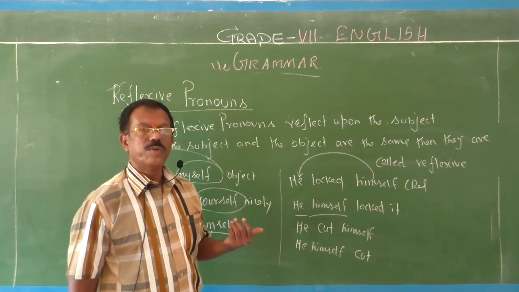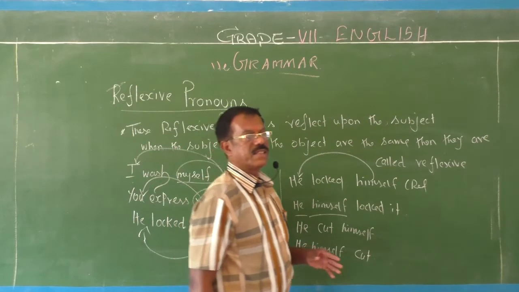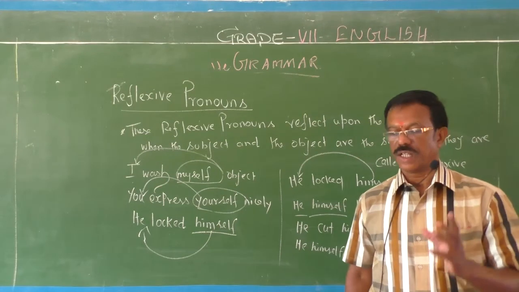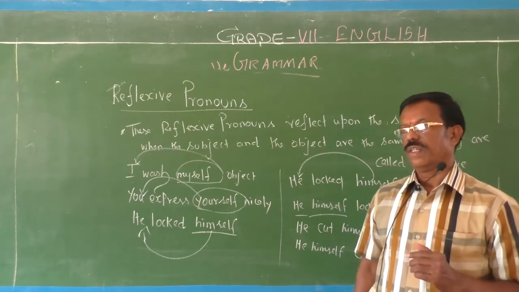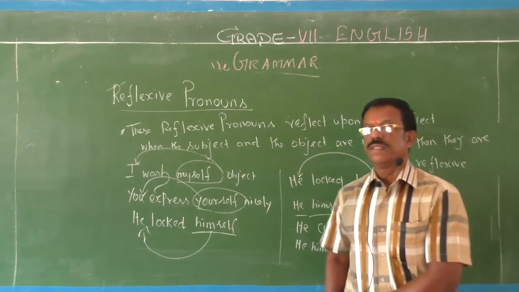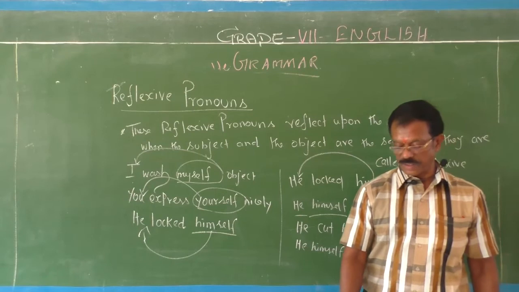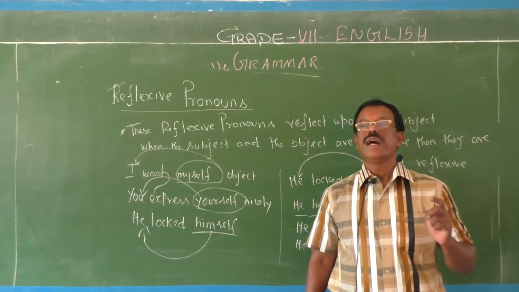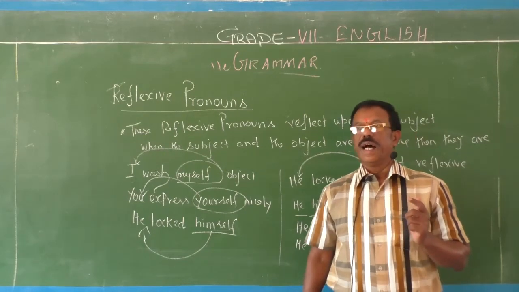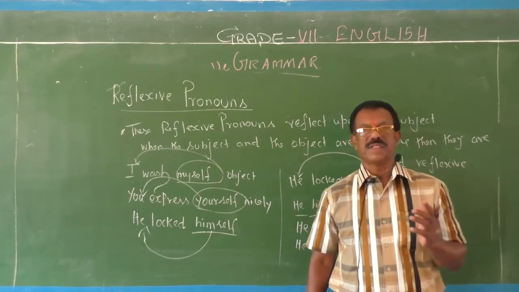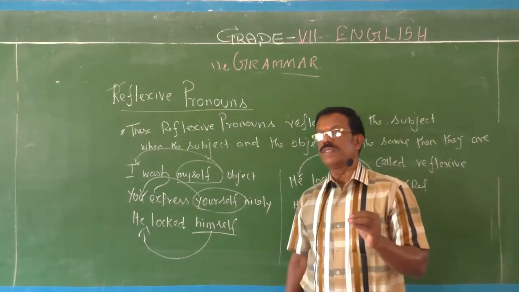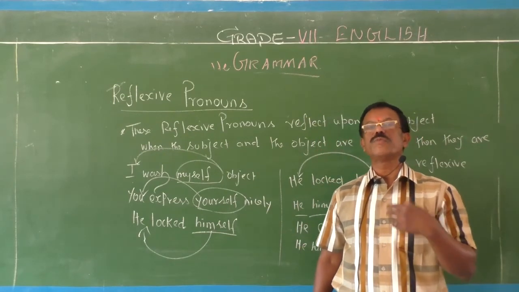So far, in today's class you have learned what a pronoun is. Pronouns are special nouns used for other nouns, and they are called personal pronouns because they are used for names of persons and things. In personal pronouns there are three persons: first person, second person, and third person. The person who speaks, the person who is spoken to, and the person who is spoken of.